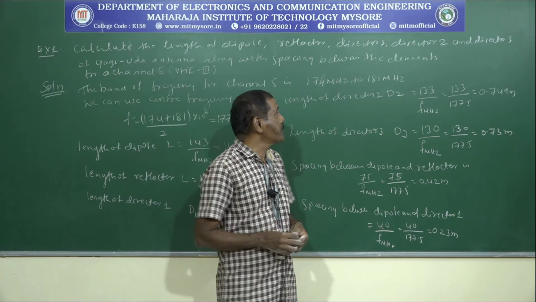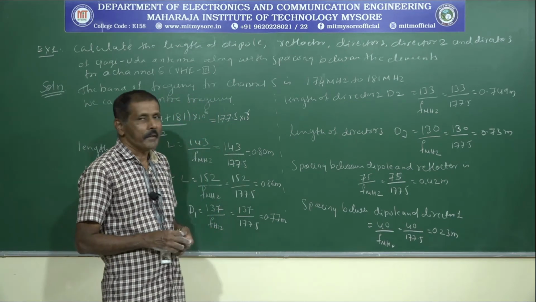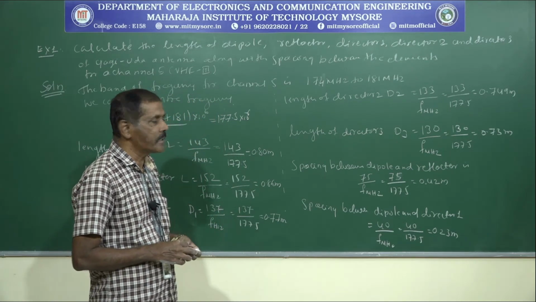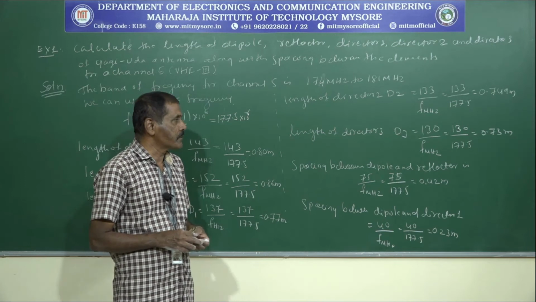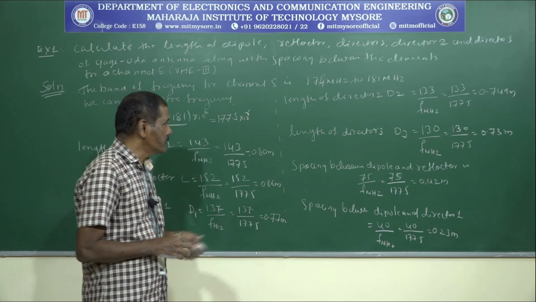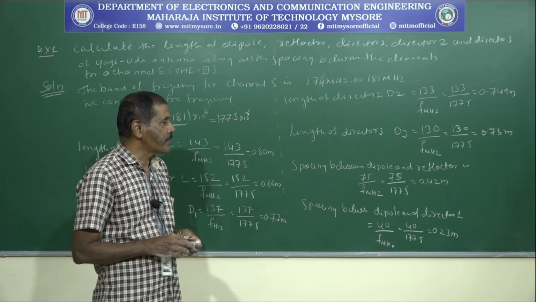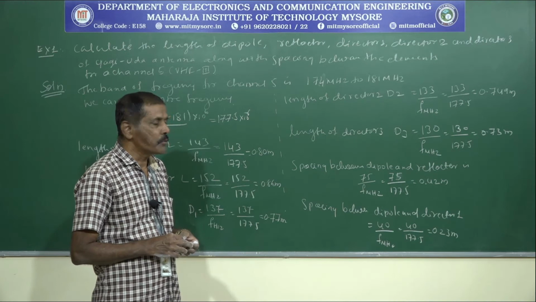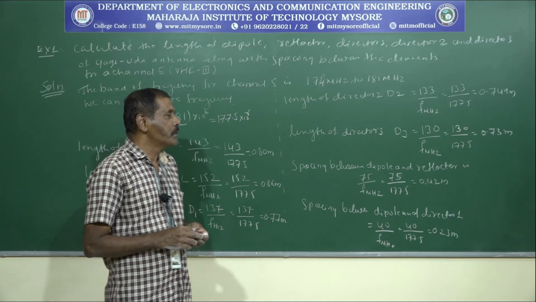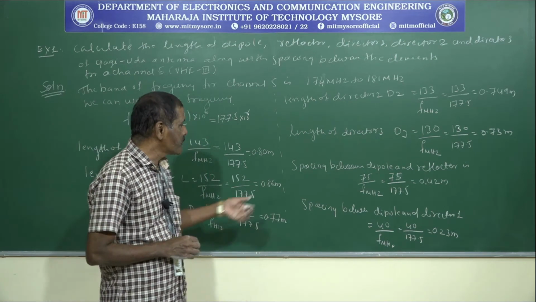Then the length of director 2 is equal to 133 divided by f, which is 133 divided by 177.5, equal to 0.749 meters. And the length of director 3 is equal to 130 divided by f, which is 130 divided by 177.5, equal to 0.73 meters.